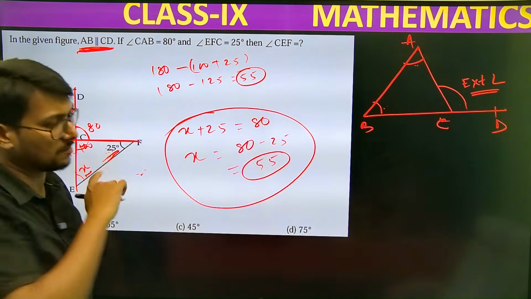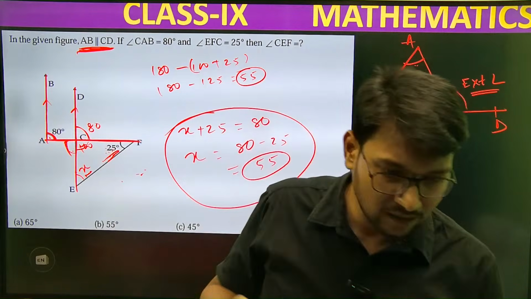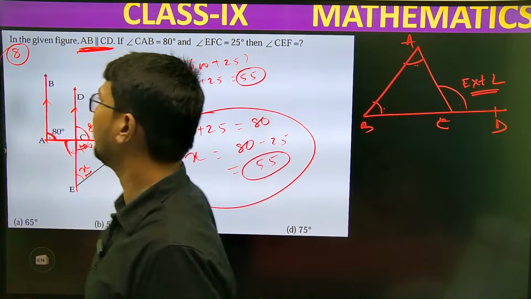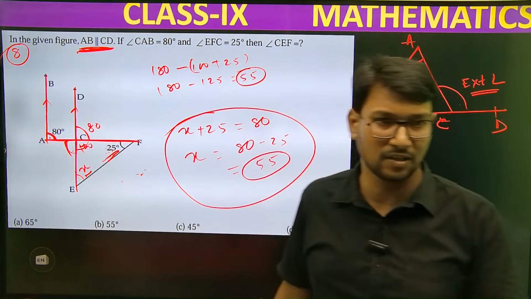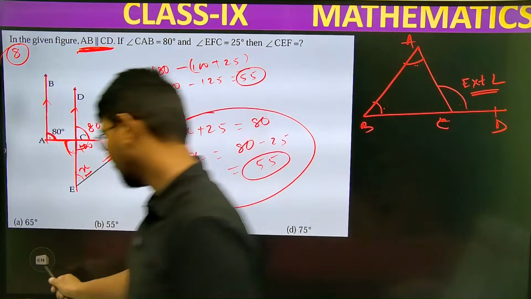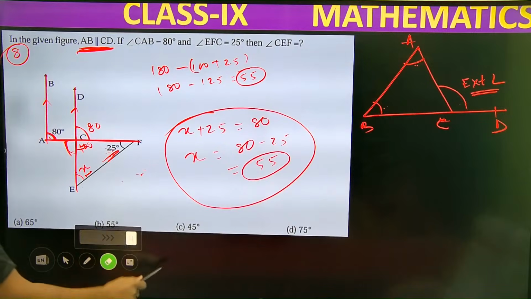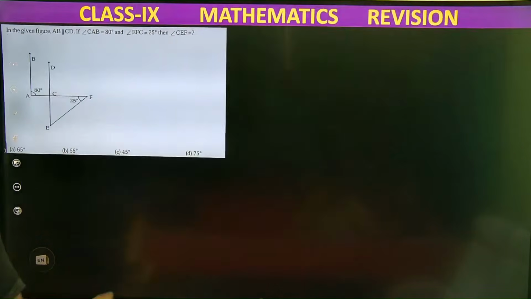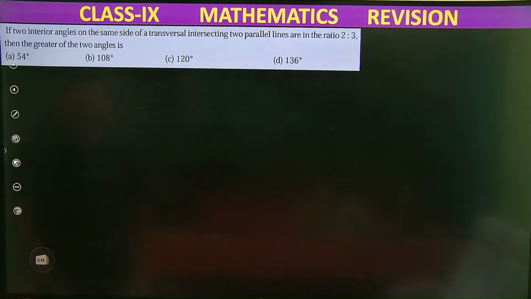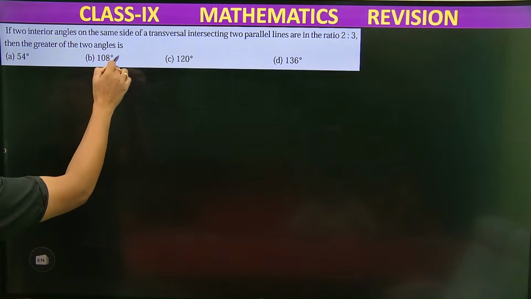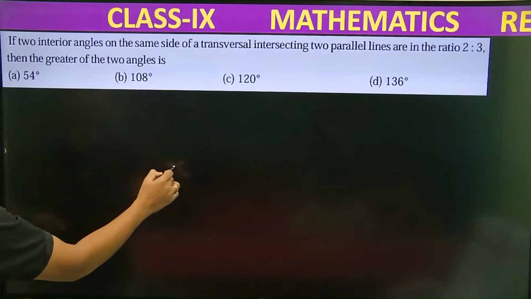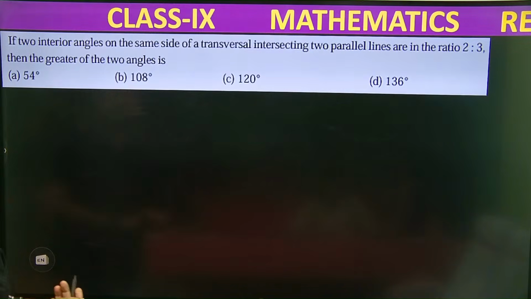Now tell me, question number... it has finished. Question number 8 is over, everyone. We are proceeding to question number 9. Clear? Moving to question number 9. See, quickly. Question number 9 is this. Is the question visible? Check the question number. Question number 9.